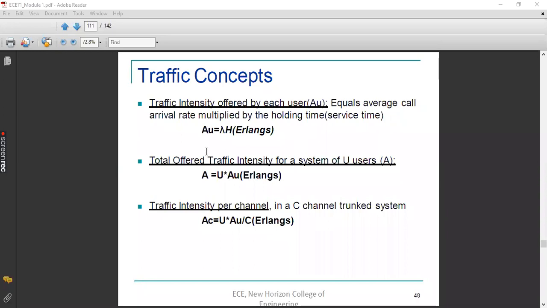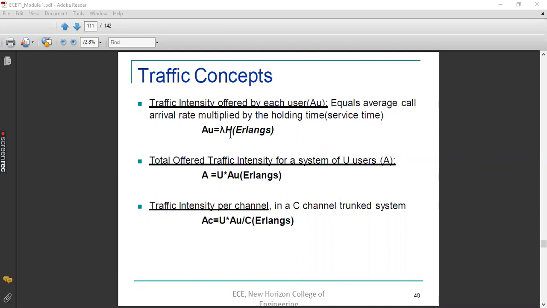So these notations you have to study. You should not confuse these three things. AU is the traffic intensity per user. A is the total offered traffic intensity considering all the users, and AC is the traffic intensity per channel. If we are measuring on a per channel basis, we divide the total traffic intensity by the number of channels available in the system. Clear? Any doubts about the theoretical concept of these three parameters: AU, A and AC?